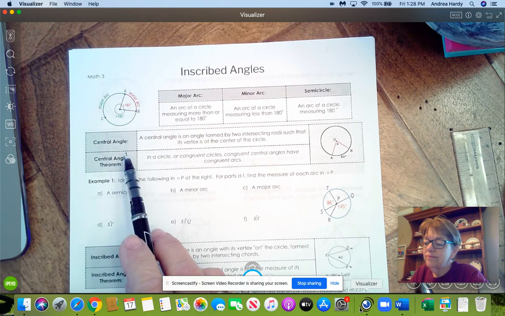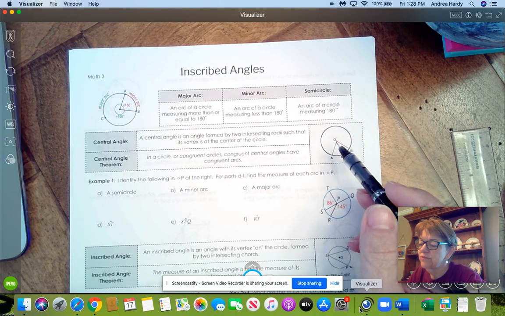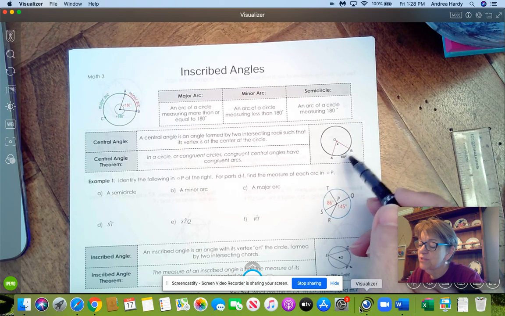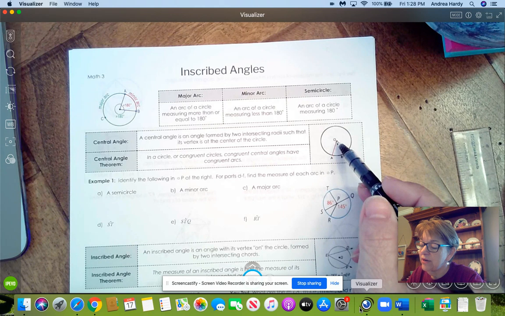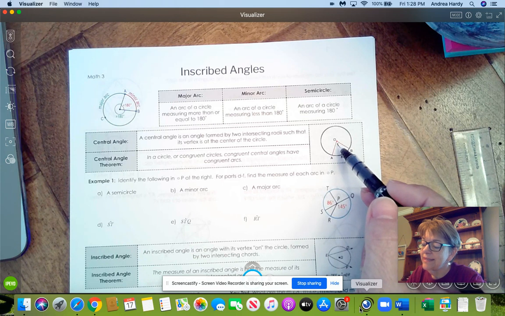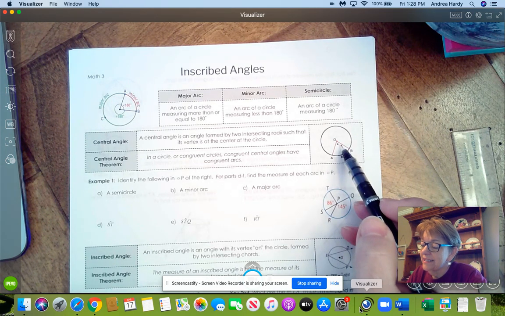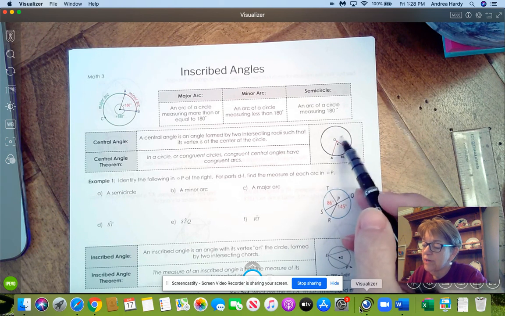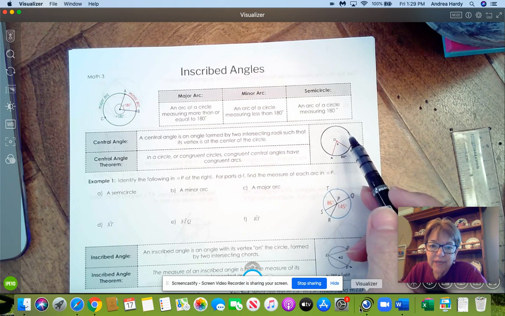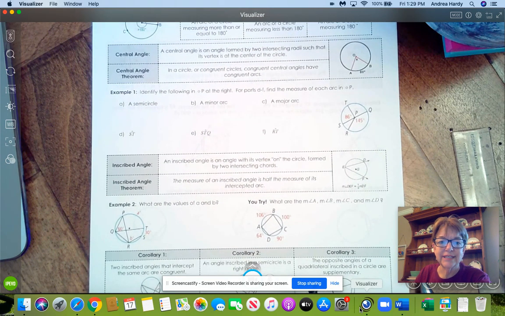We have a central angle, and a central angle is one that is formed by two radii that are intersecting. So its vertex is at the center of the circle. Right here, this one is 80 degrees. We see that OA is a radius, OB is a radius. They form a central angle right there of X. And the central angle theorem says that in a circle or congruent circles, congruent central angles have congruent arcs, which makes sense. So if this is X and this arc out here is 80 degrees, if I had another one up here which was X, then this out here would be 80 degrees also. I think this is pretty simple for you to do, so I would like for you to do example 1.